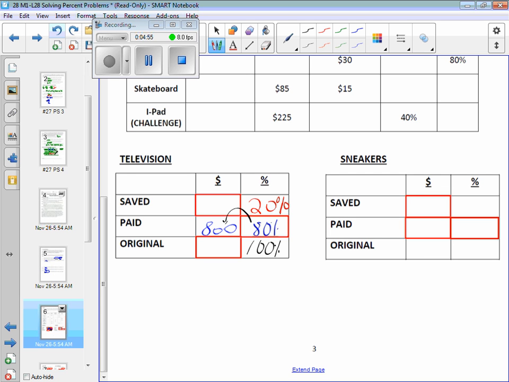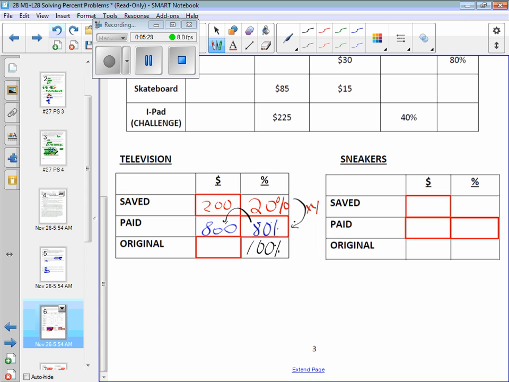You can also go this way. Let's see if it works both ways. 80 times what makes 800? 10. Okay, times 10. So 20 times 10 is, just say it guys, 200. Or if you do it this way, 20 times what makes 80? 4. And 200 times 4 makes 800.